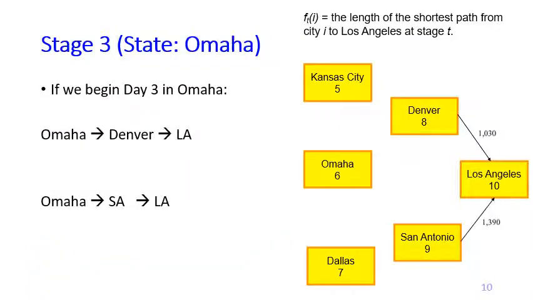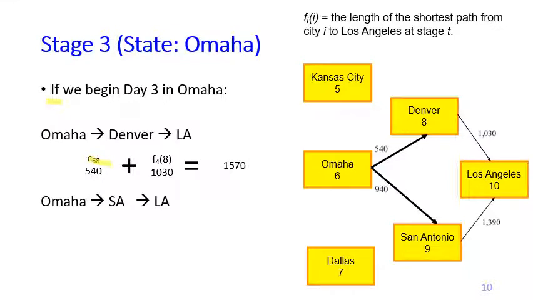Now what about if we begin day 3 in Omaha? Well, we have two options. We may go from Omaha to Denver to Los Angeles, or from Omaha to San Antonio and then Los Angeles. Same as before, we need to compare these two options, which gives us the shorter distance to reach Los Angeles. So again, C68 means the cost or the distance from Omaha to Denver only. So C68 means that 540 is the distance from Omaha to Denver.